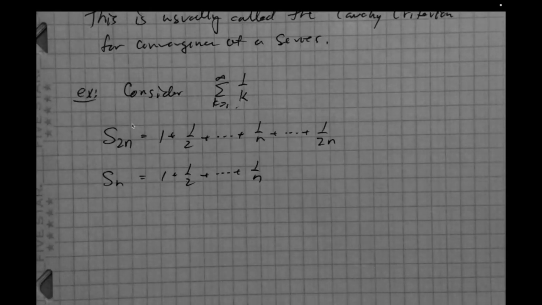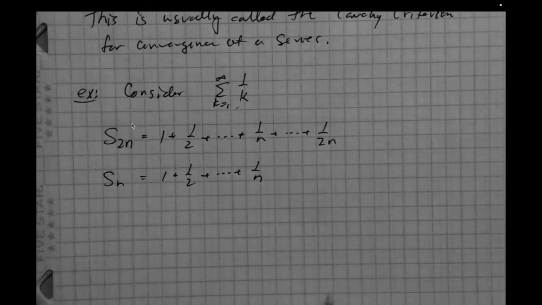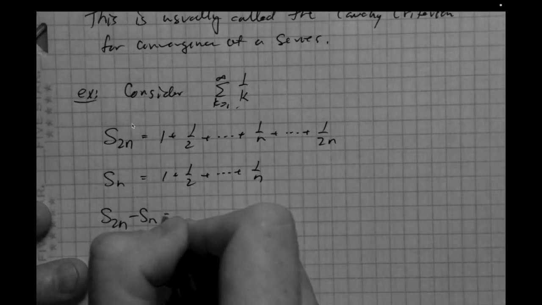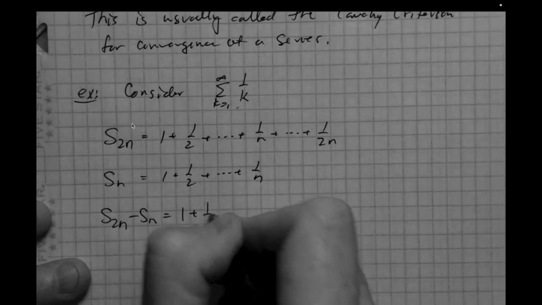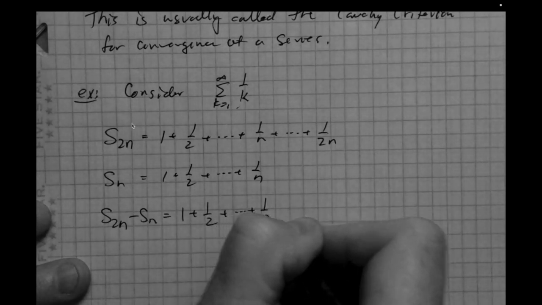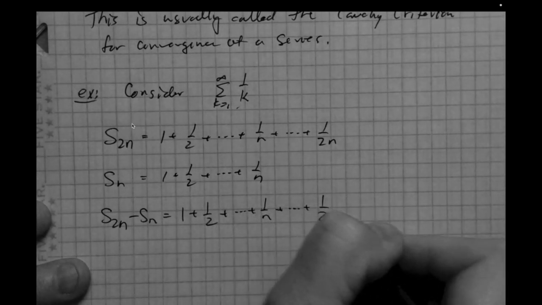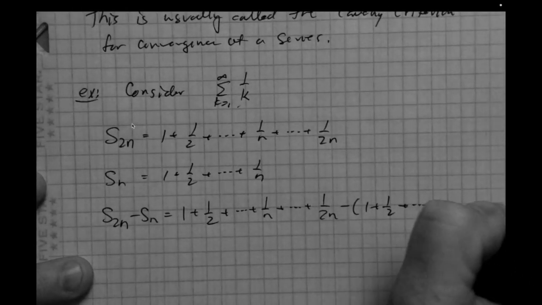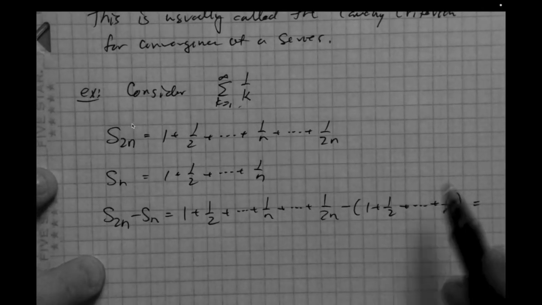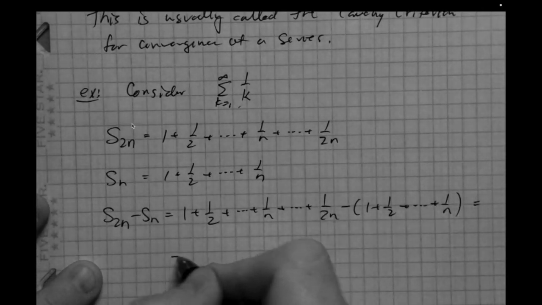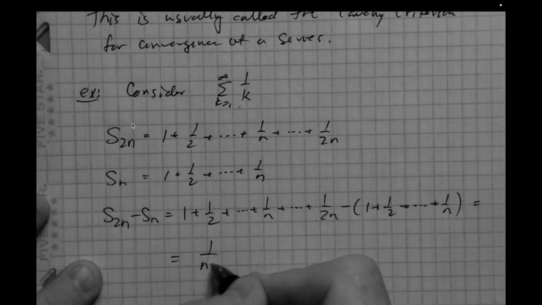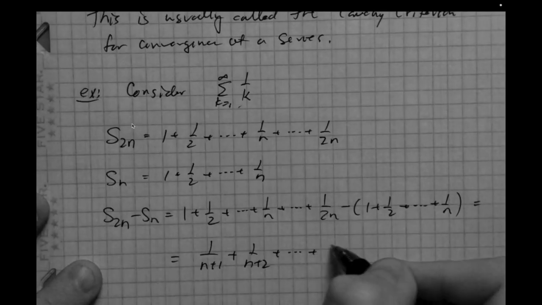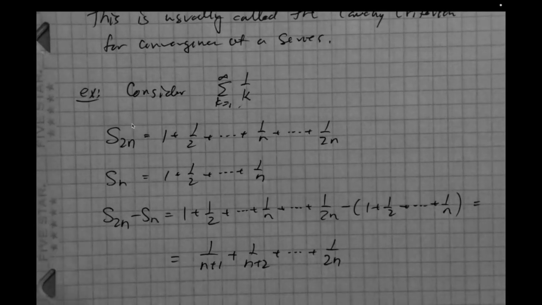Okay, now if I subtract s of n from s of 2n, then I get s of 2n minus s of n equals 1 plus 1/2 plus dot dot dot plus 1 over n plus dot dot dot plus 1 over 2n, minus 1 plus 1/2 plus dot dot dot plus 1 over n. Right, and as before, everything cancels out except for 1 over n plus 1 plus 1 over n plus 2 plus dot dot dot plus 1 over 2n.